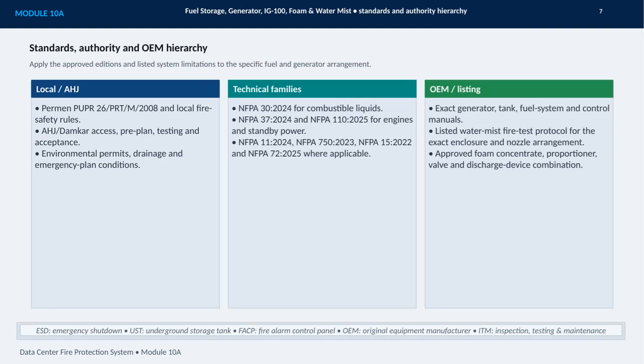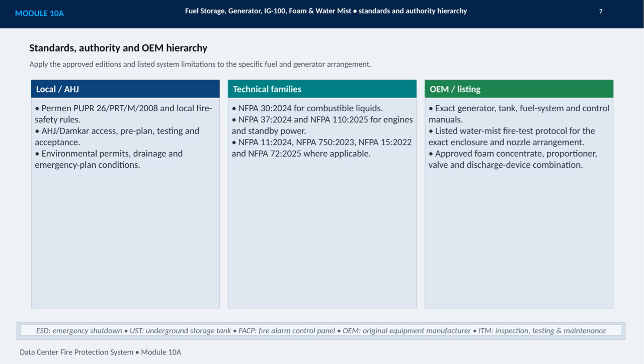This slide establishes the hierarchy we use when applying standards to fuel storage, generators, IG-100, foam, and water mist systems. The key principle is that requirements must match the specific fuel and generator arrangement, using both the approved additions and the limitations of the listed systems.